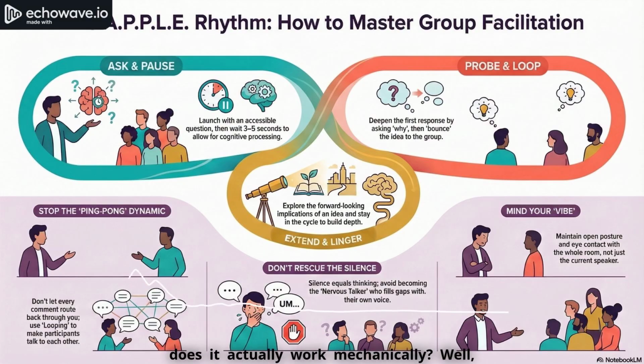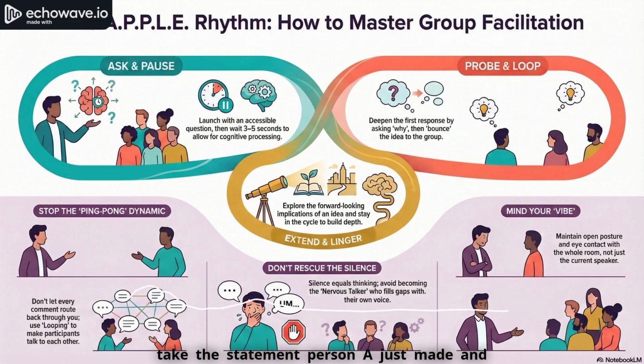So how does it actually work mechanically? Well, after you've probed someone's answer to understand their logic, you physically and verbally turn to the rest of the participants. You ask something like, what do the rest of you think about that? Or do others see it differently? So you're throwing it to the crowd. Exactly. The framework calls this bouncing the idea.